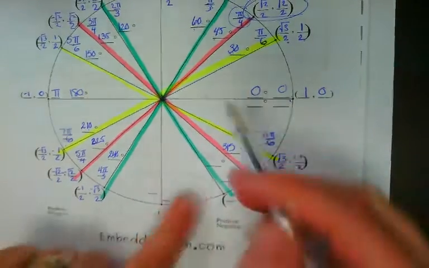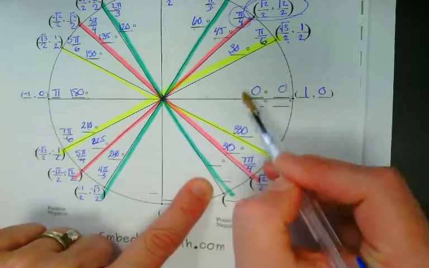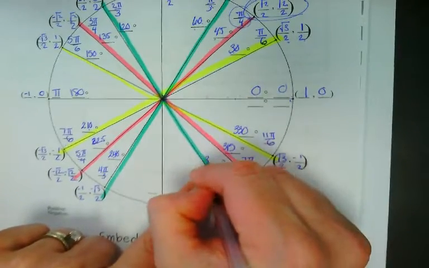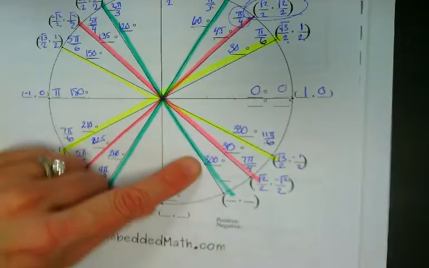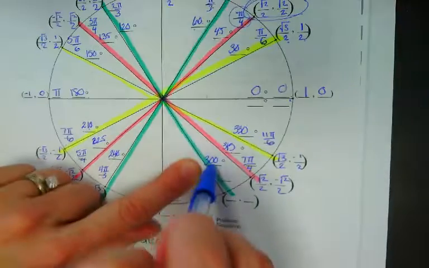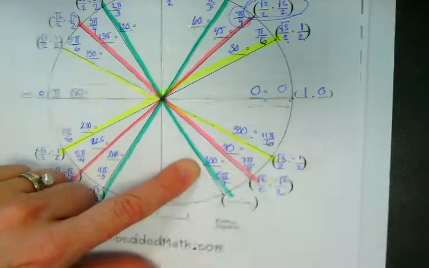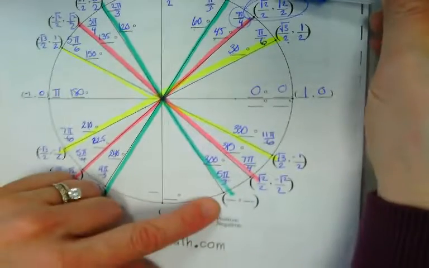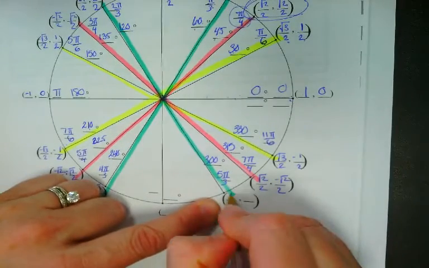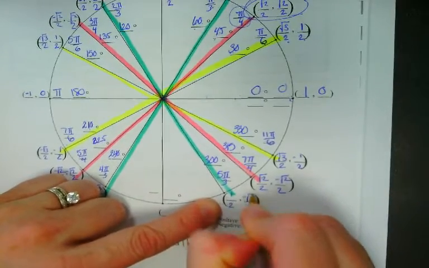Okay. Same on this tail. I'm 60 away, so this is 360 minus 60, which is 300. 60 goes into 300 five times, so that's 5 pi over 3. Coordinates are the same, except I'm a positive x and a negative y.